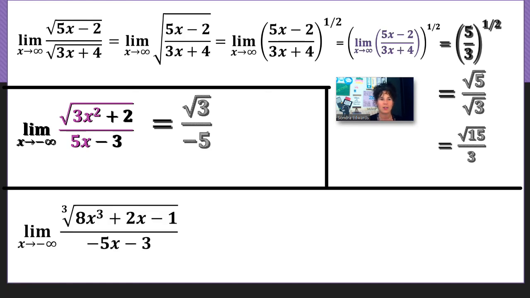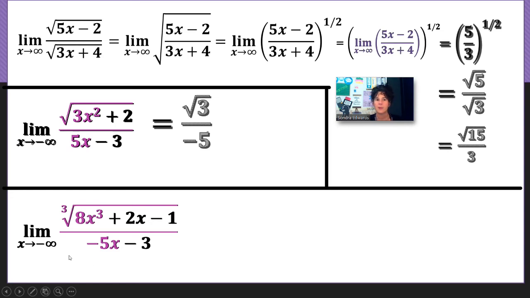All right, so one more of that type. Looking at the numerator versus the denominator. The 2x minus 1 and the minus 3, yes, it is contributing to the size of the numerator and denominator, but at enormous values, what is really making the biggest difference is the cube root of 8x to the third and the minus 5x. That's our focus.